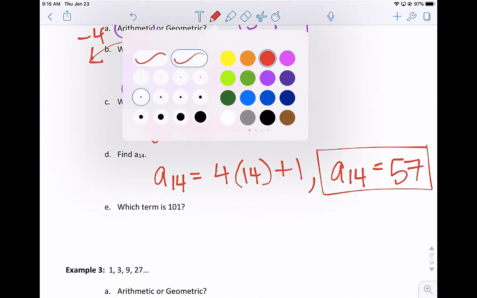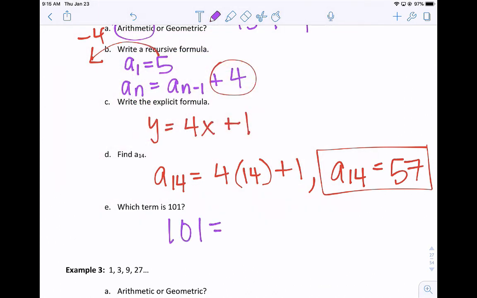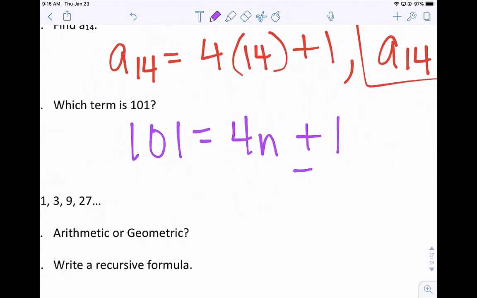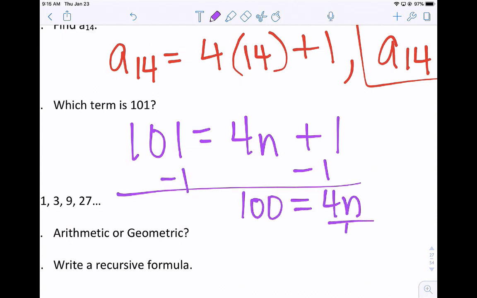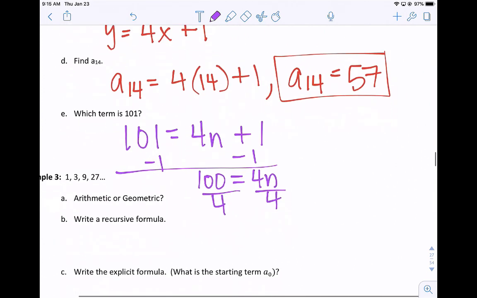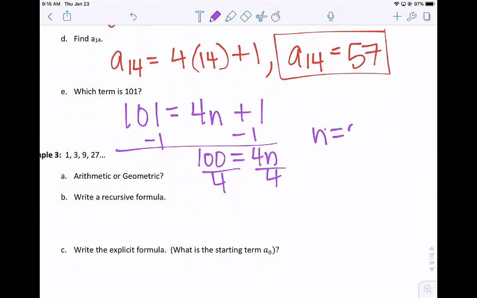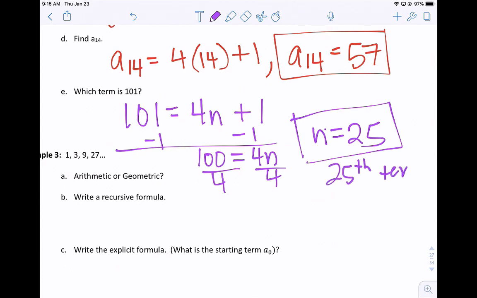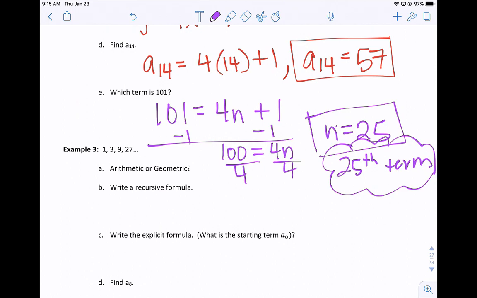Which term is 101? So we have 101 equals 4x plus 1. We could also stick an n. I really should be putting an n here for term number, but x is fine. All right, we'll subtract 1. We get 100 equals 4n. Divide by 4. So n equals 25. So the 25th term would have a value of 101.